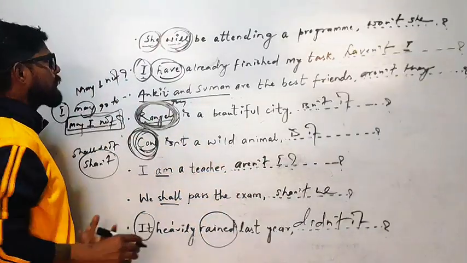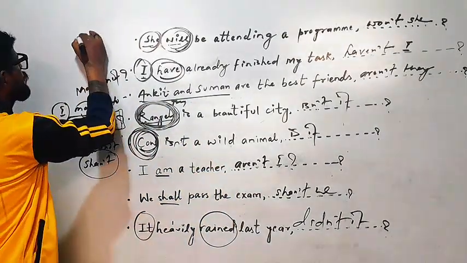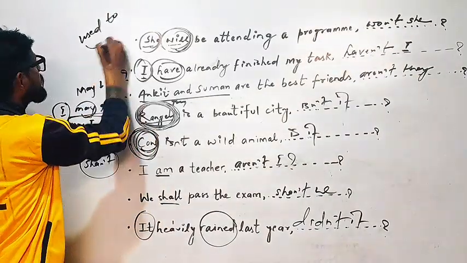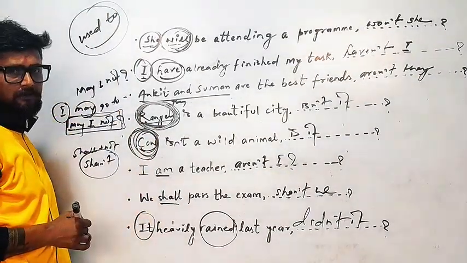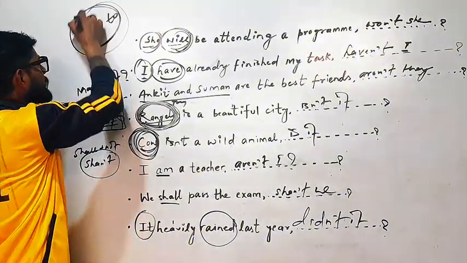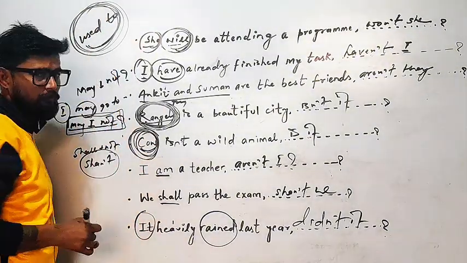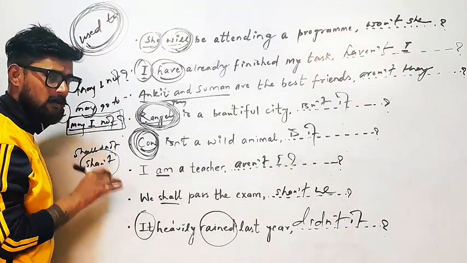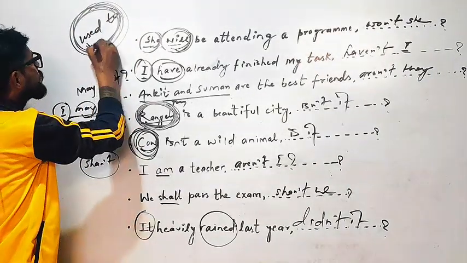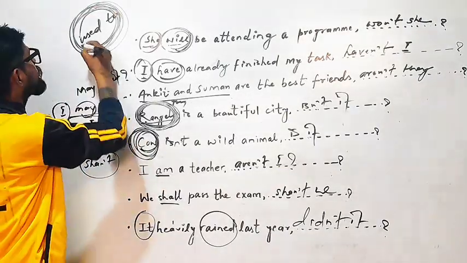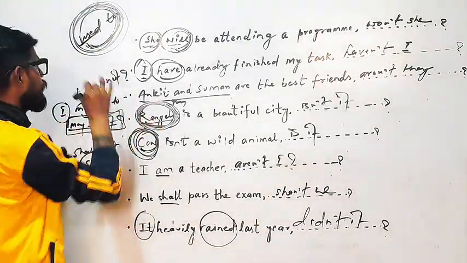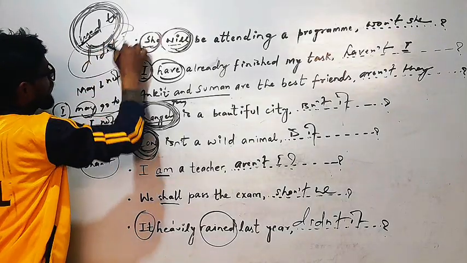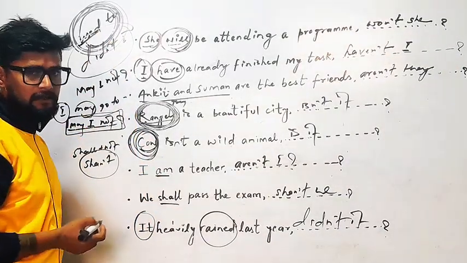Sometimes, like used to, you can get used to. What is this? When we get used to in sentences, it does not work as an auxiliary verb. It is used as the main verb, and this is verb 2. So you must use didn't there. Didn't.